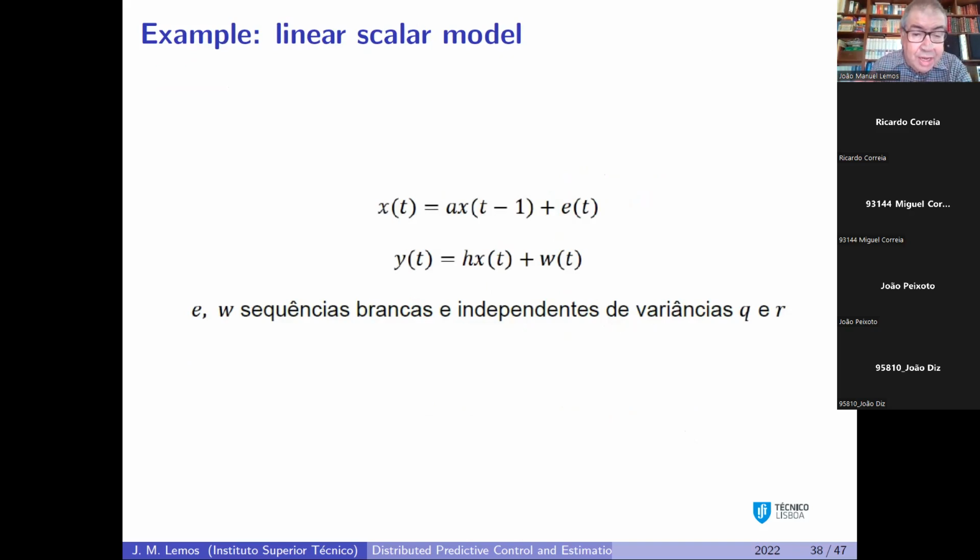For a scalar case, we could do this for the multivariable case, but the algebra will be much more complicated. So let's do a simple case, scalar. Every x is a scalar, and e and w, remember, are noises, and a and h are constants. The variances of e and w are Q and R. R is the variance of the observation noise, of the sensor noise, and Q of the process noise.